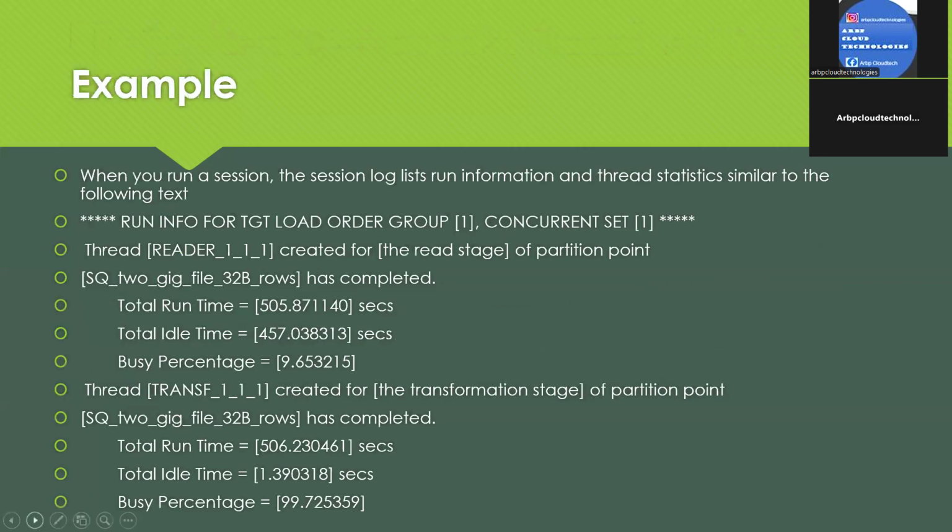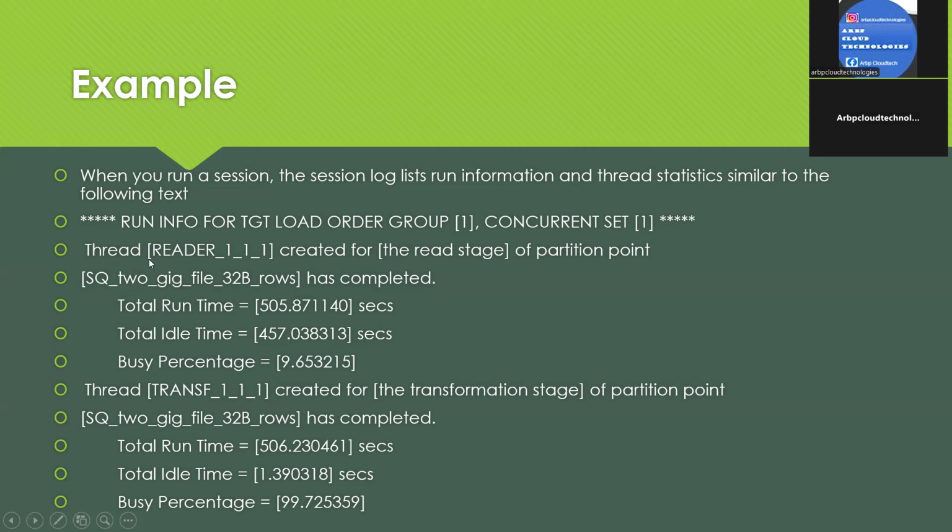So going on to the next slide, here is an example of how the session log is generated and what it looks like. This is the theme here. When you run a session, the log lists information and thread statistics. This is the following information: run info for target load. Okay, this is the group.